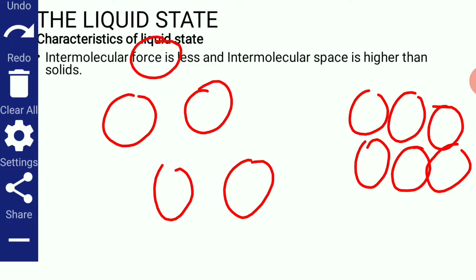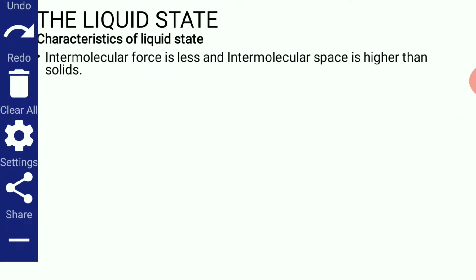And in the case of solid, the intermolecular space is negligible. Or we can say that the particles in liquid are loosely held, therefore the intermolecular force of attraction is less in liquid as compared to solid. So we can say that the intermolecular force of attraction in liquid is less, and the intermolecular space in liquid is higher than solid.